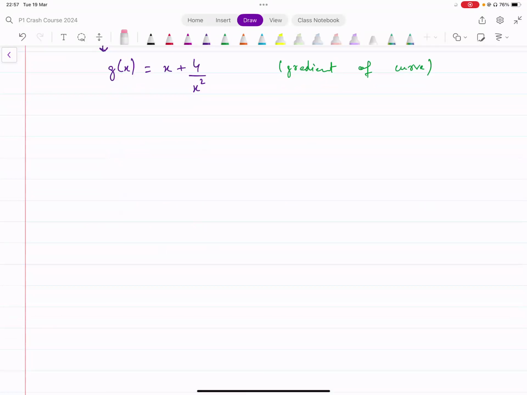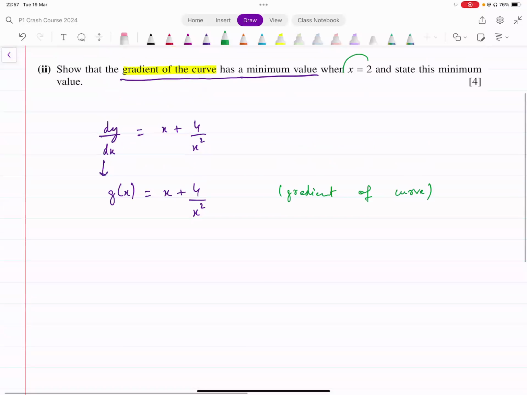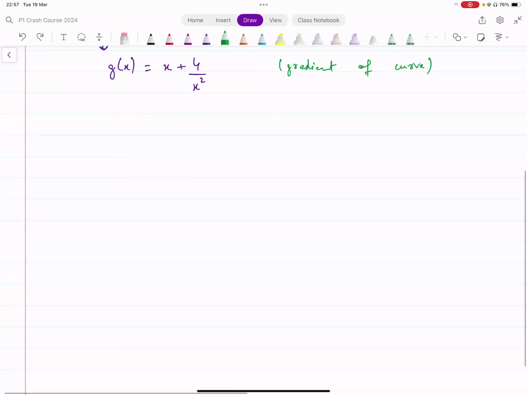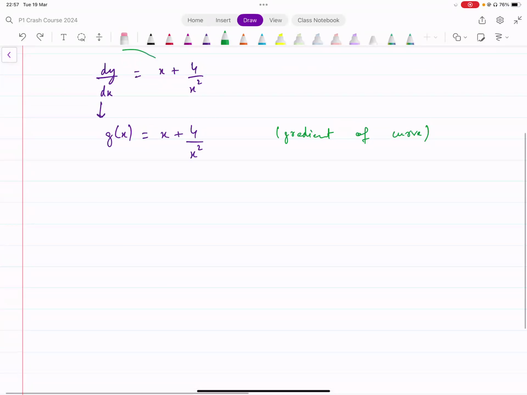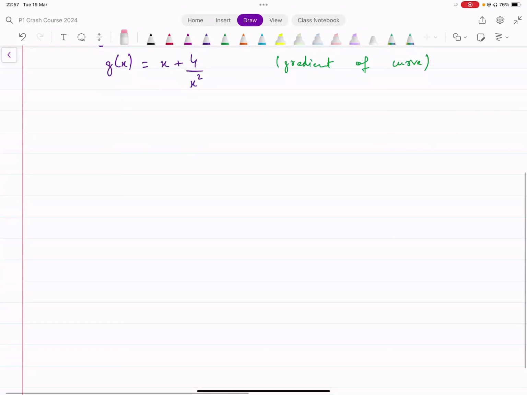Now we need to find the minimum value of this gradient. We need to show that the minimum value of this gradient occurs when x equals 2. Now, how do you do that? Forget about what you had originally, that this was a derivative of some function. Treat this as a new function. This is the gradient. We need to find the minimum value of this function. How do you find the minimum value of any function? You find the derivative of that, put that equal to 0. And that's what we're going to do here. This is the gradient of the curve. We need to find the minimum value of this.